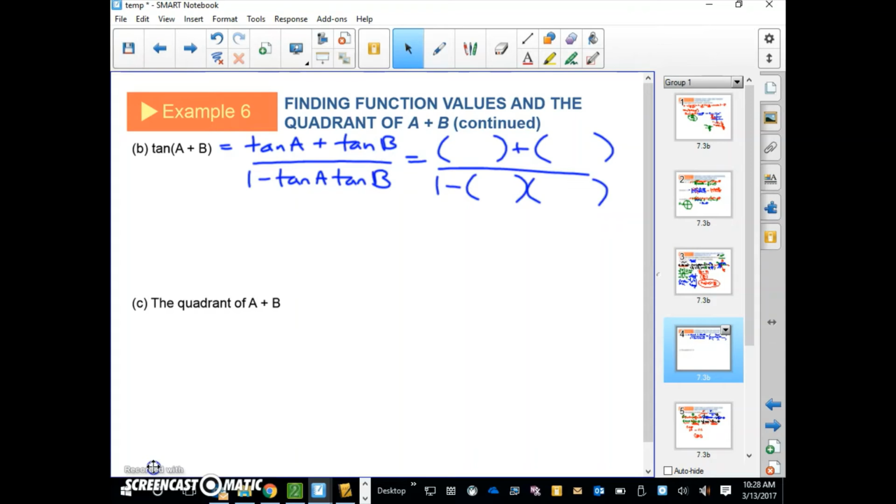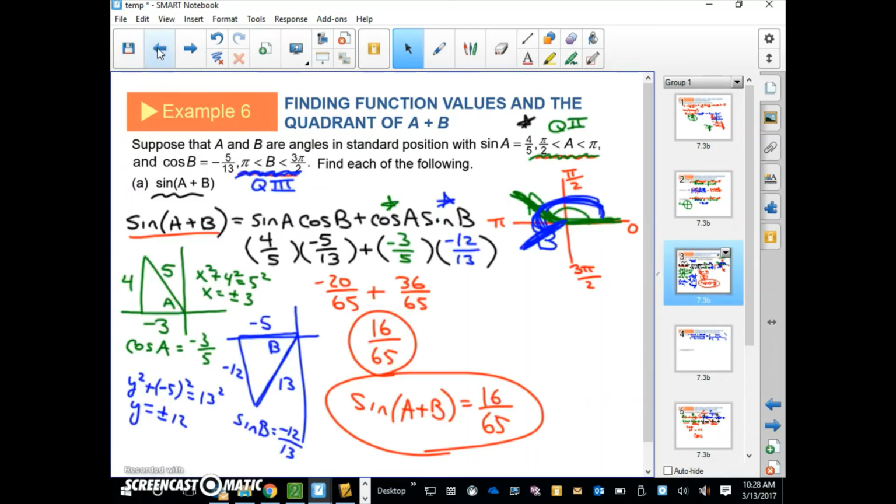So this is very similar to part A. I'm just using a different identity. I'm using the tangent identity instead of the sine identity. But the problem didn't seem to give you any of that information. It didn't give you any of those tangent values. But if you look back at your picture, it's pretty easy to figure out from your picture.